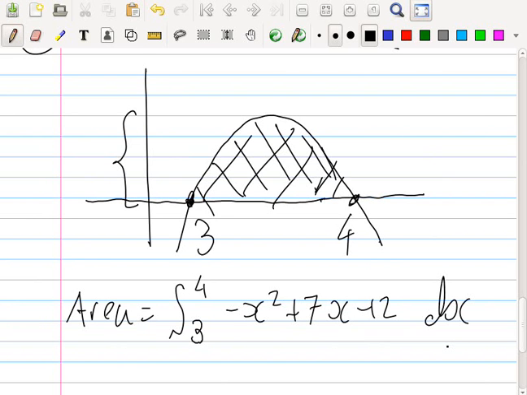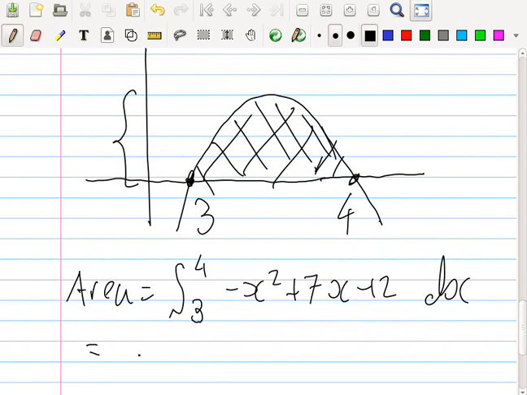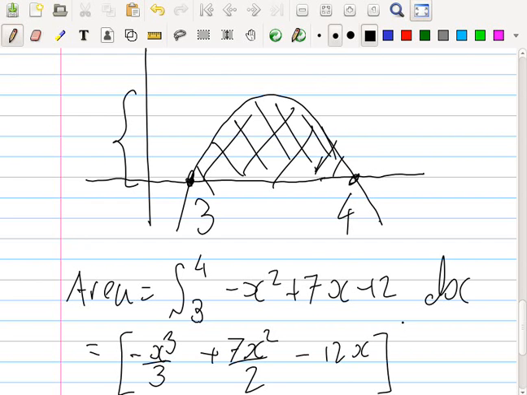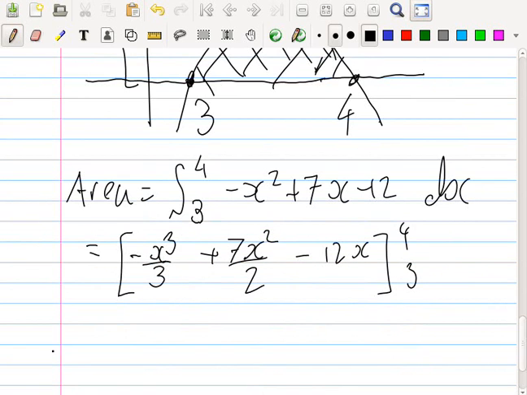Now you know how to do this. You did plenty of this last week. So starting off, what does the minus x squared become? Come on. Antiderivative? Nope. Not minus 2x. Minus x cubed over 3. The next one? Finally, minus 12x. And then you have 4 and 3 to put in.